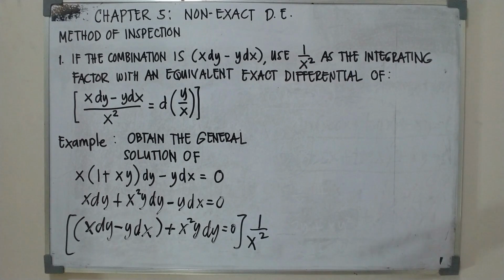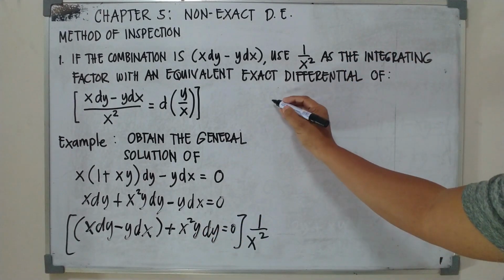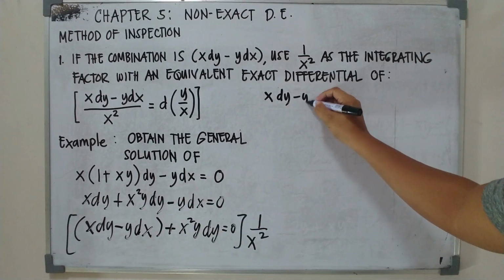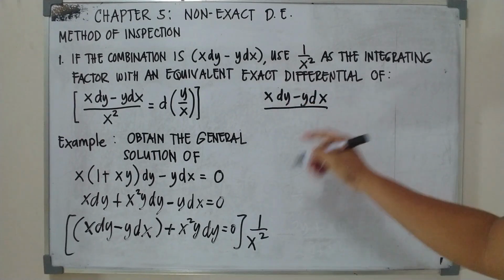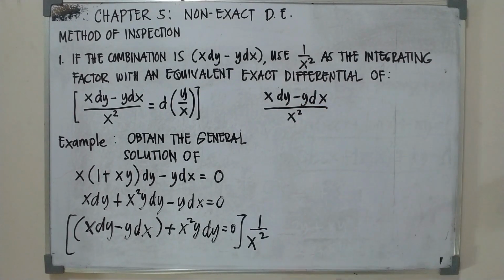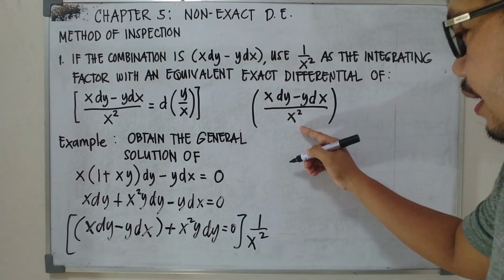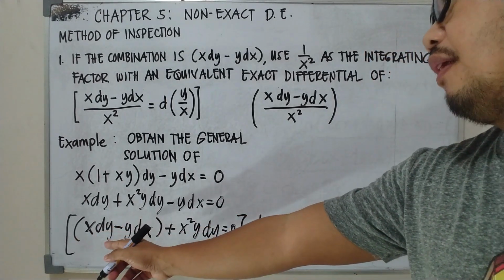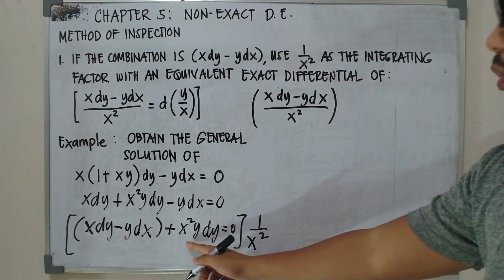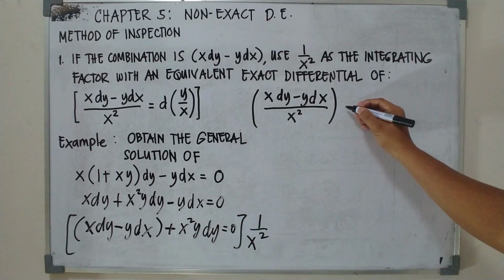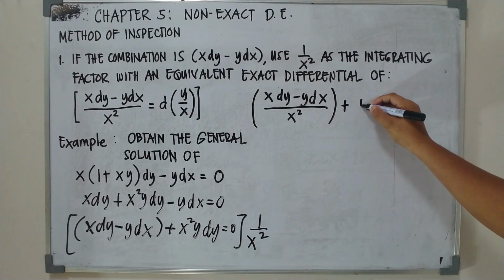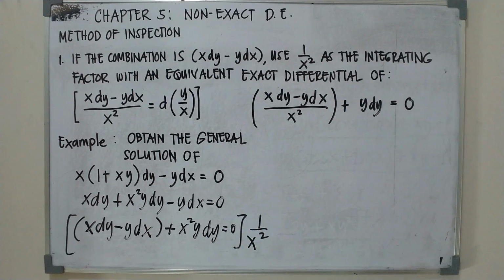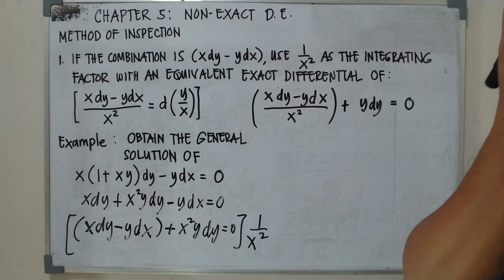So multiply. 1 over x squared multiplied by this combination is equal to x dy minus y dx over x squared. This is also your combination, multiplied by the integrating factor. Then multiply everything, both the left side and the right side of your equation. So the x squared cancels out, and what remains here is just y dy. And this is equal to 0 times 1 over x squared, which is equal to 0.